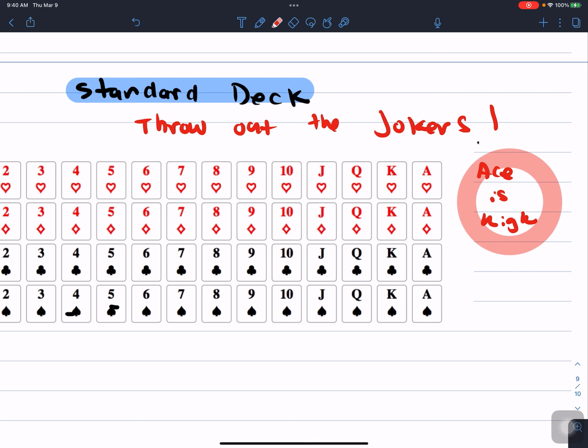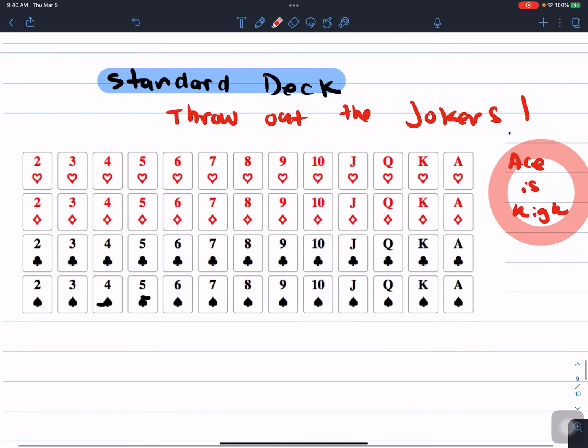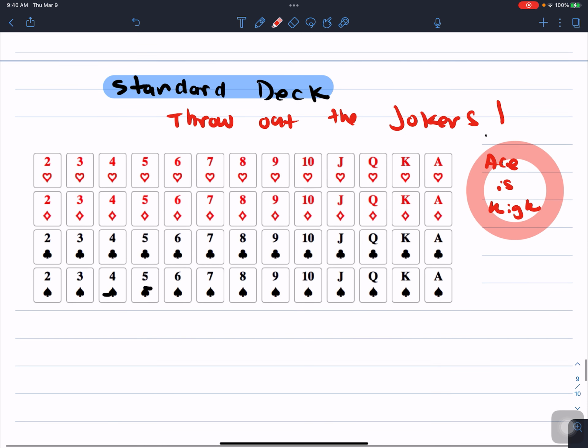Okay, you guys okay with that? If the ace was to the left of the 2, what do you think we say? Ace is low. Good. Good. Okay, now sometimes that's important to know and sometimes it's not. So I'm going to share with you guys how that's important to know.